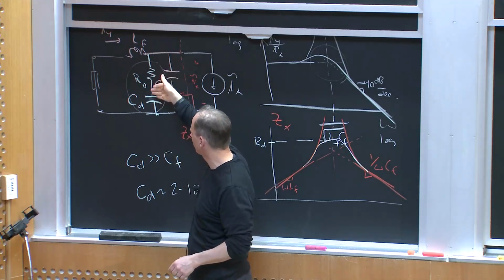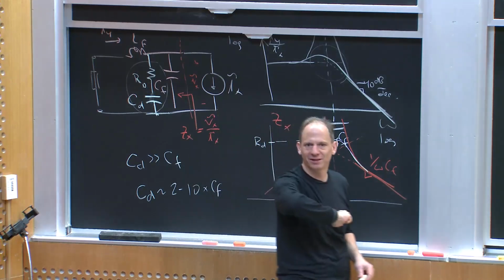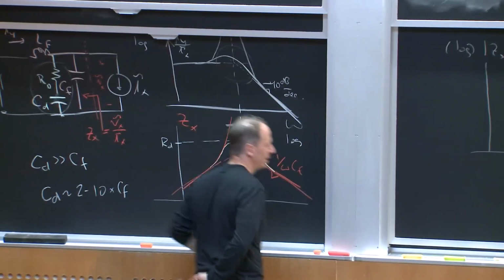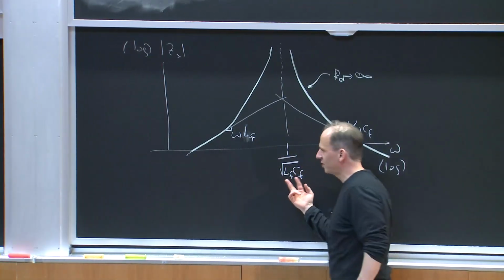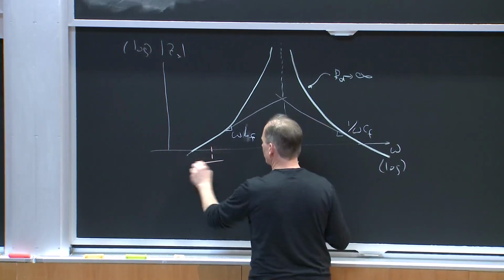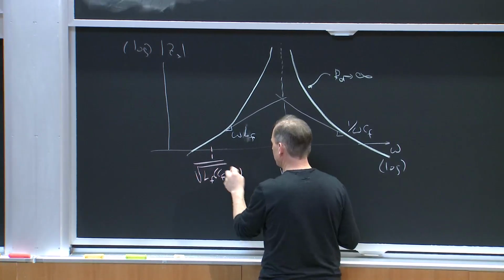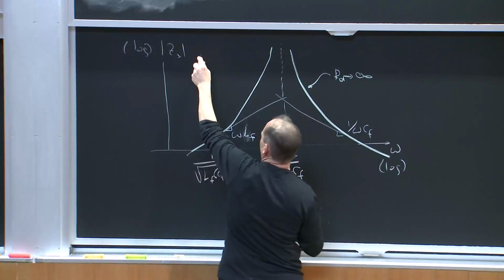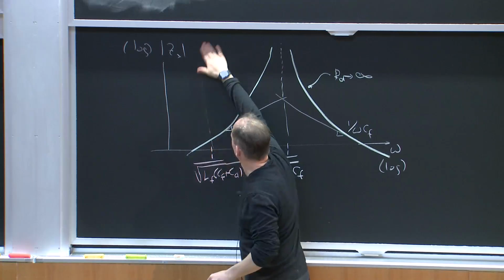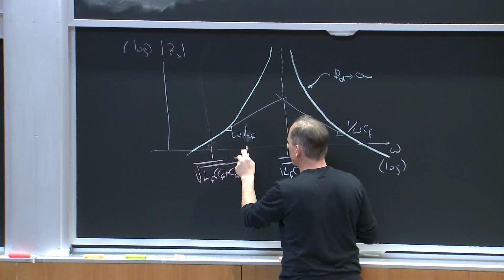If I make RD go to 0, what happens? I would just have CD in parallel with CF. So what I would see is something like this. Instead of having a cutoff at 1 over the square root of LF CF, I'm just putting CD in parallel with CF, so I'd have some other place, here it is, 1 over the square root of LF times CF plus CD. And I'd have another cutoff. Let me put that a little bit over to the right, right here, just so you can see it more easily.